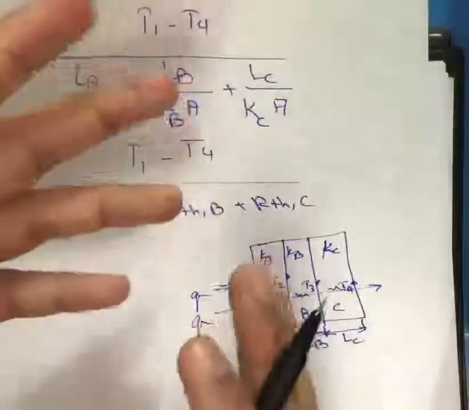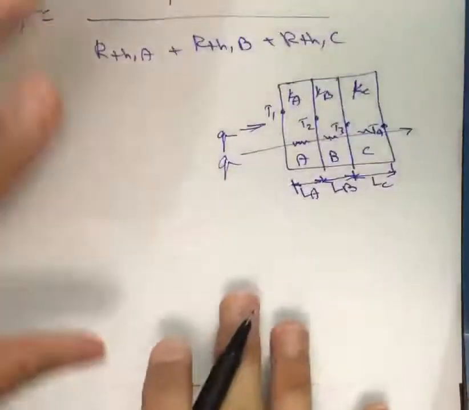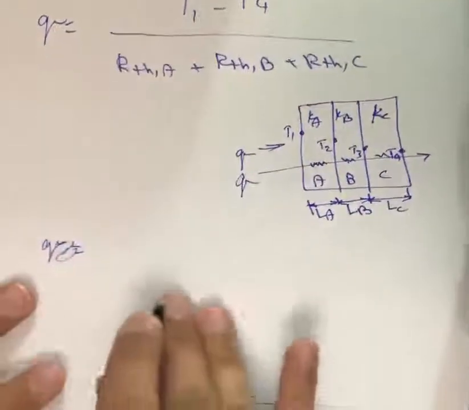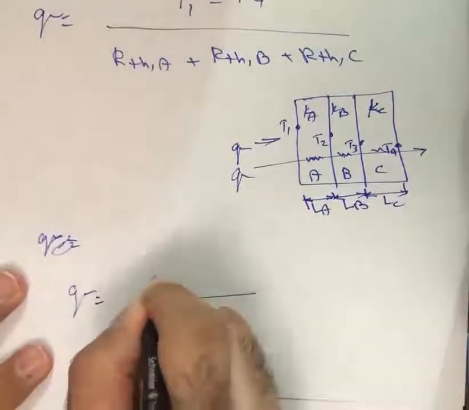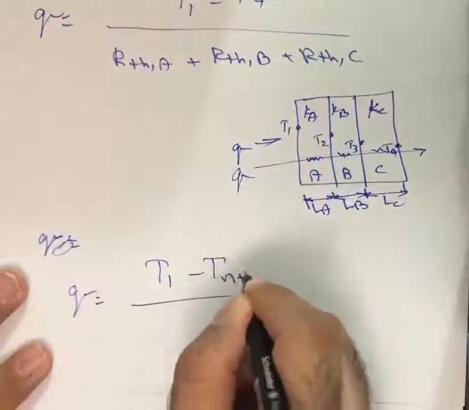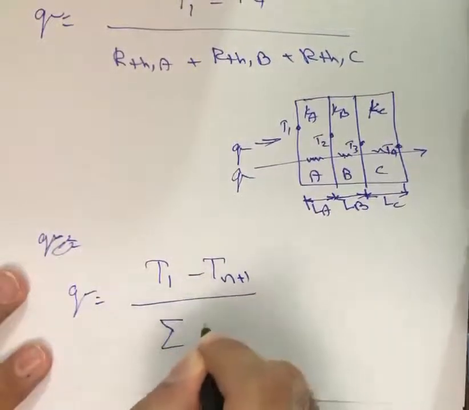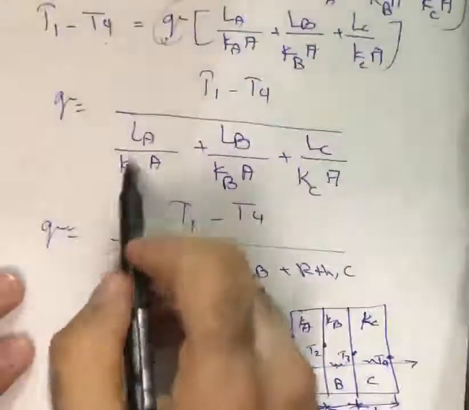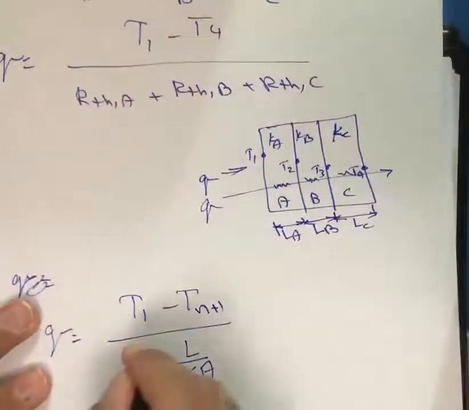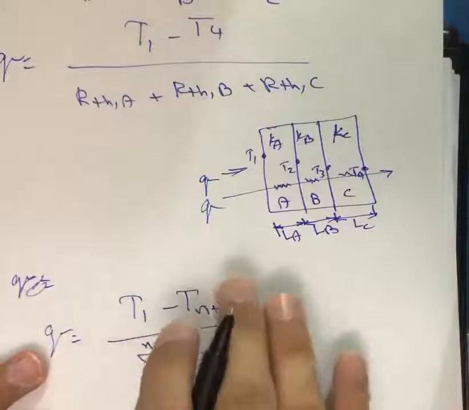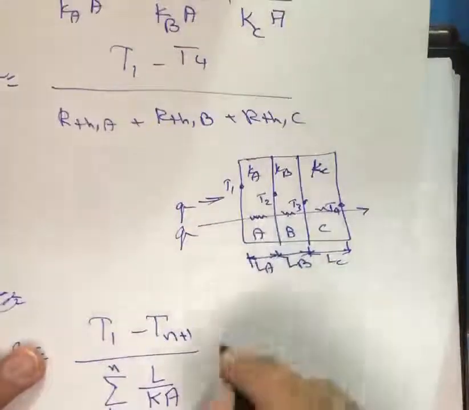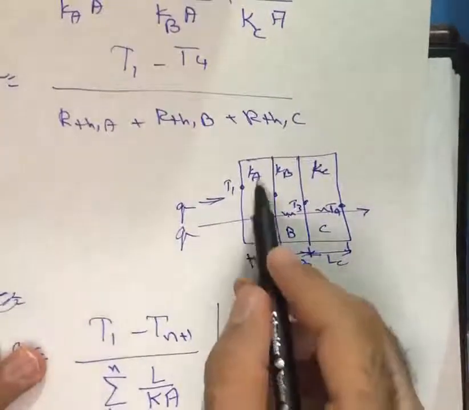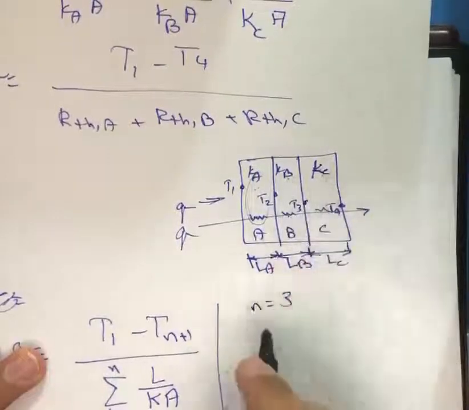So we can generalize the equation for the composite wall and write that Q equals T1 minus T(n+1) divided by the summation of L divided by KA, which is the thermal resistance, from 1 to n. And actually n is the number of walls. For example, if we have here three walls, wall number 1, wall number 2, wall number 3, then here n is 3.